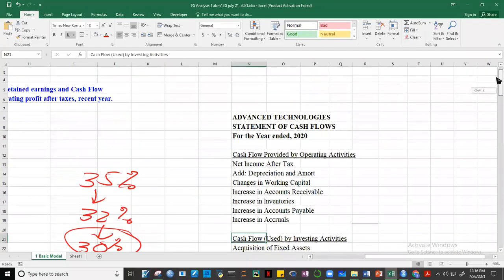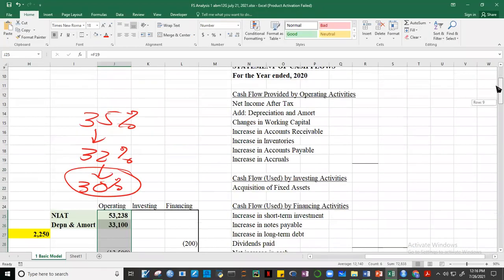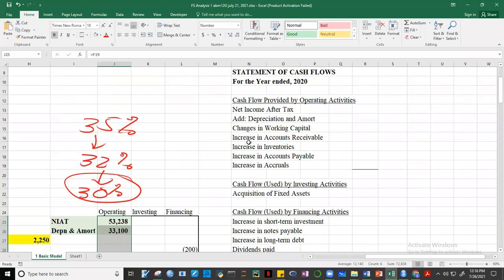Well, guys, yung nasa operating, ito lang naman yun eh. Itong mga numbers na to. 1, 2, 3, 4, 5, 6. So dapat 6 items to dito. 1, 2, 3, 4, 5, 6. Okay, may isang subtitle lang. Okay, so let's start now with net income after tax.